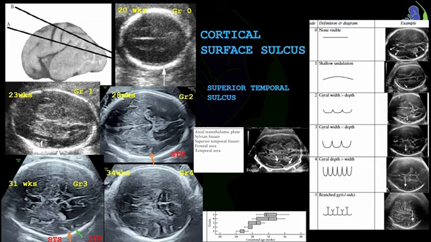Now the next sulcus that we are going to see is the cortical surface sulcus. The cortical sulci are located on the lateral surface of the brain, so we can assess them only on one side at a time. This makes it essential to evaluate both sides to complete the assessment. Another important distinction from deeper sulci is that the cortical surface sulci develop later in the gestation. So their appearance and progression reflect advanced stages of brain maturation. The best plane to assess this is the axial transthalamic plane.